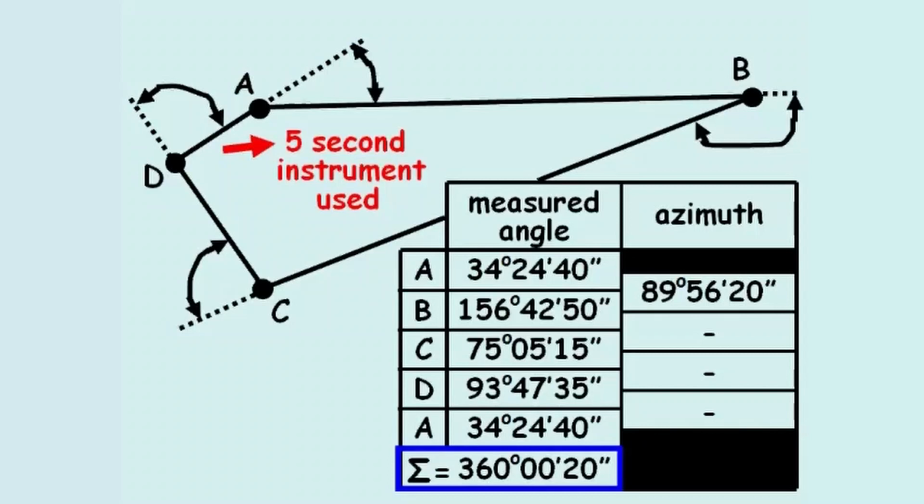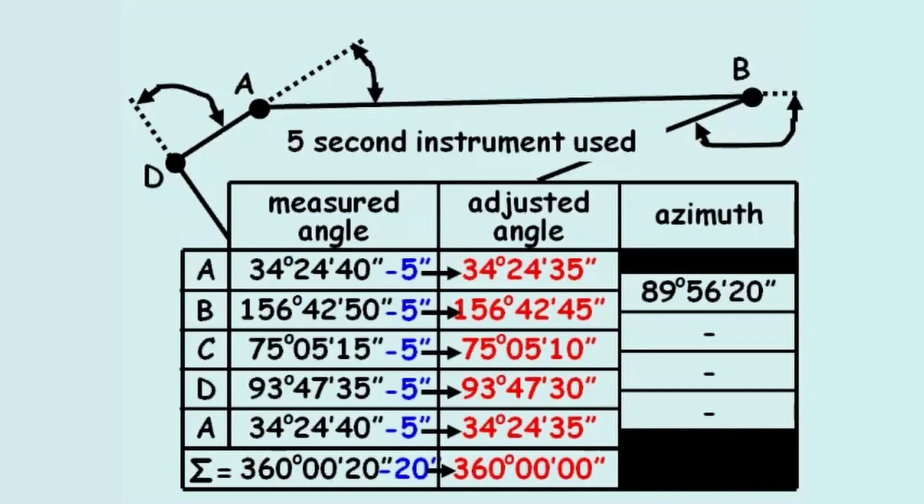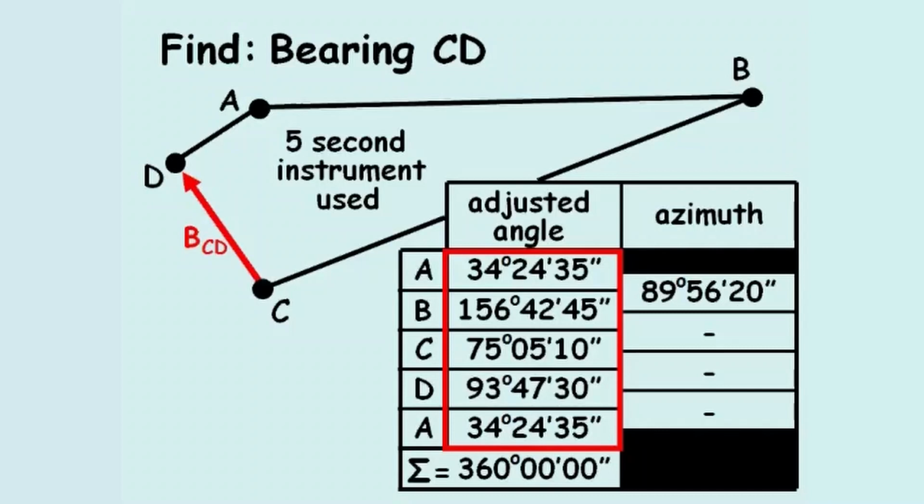Since the angle measuring device only measures to the nearest 5 seconds, we'll subtract 5 seconds from each of the 4 angle measurements so that the sum of these adjusted angles equals 360 degrees, even. Next, we'll use these adjusted deflection angle values to calculate the bearing of line segment CD. To find the bearing of line segment CD, we'll first determine the azimuth of line segment CD, and then convert that azimuth to a bearing, which we'll designate as B sub CD.